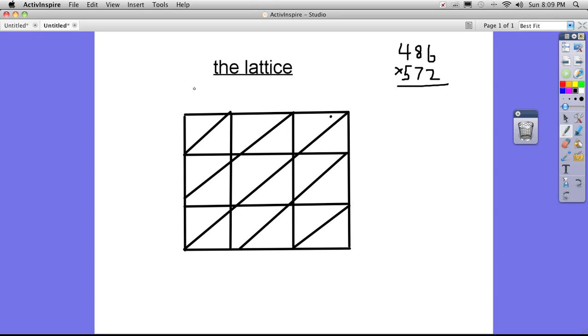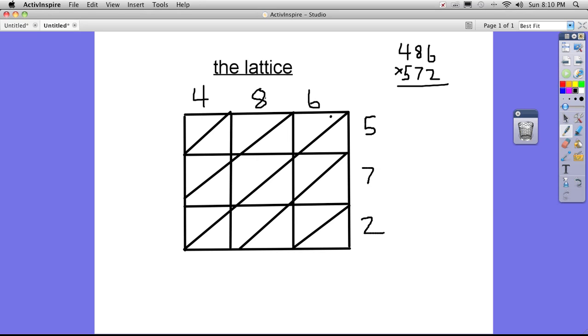Okay, so let's start inputting our numbers here. We have 486. We'll go ahead and write that at the top. Okay? And 572, we're going to write on the left, 572, okay?